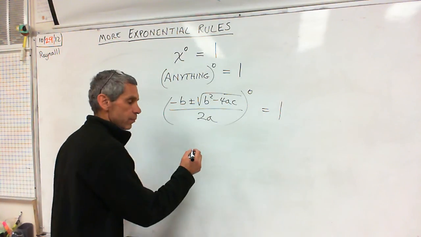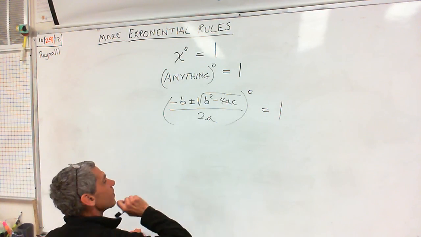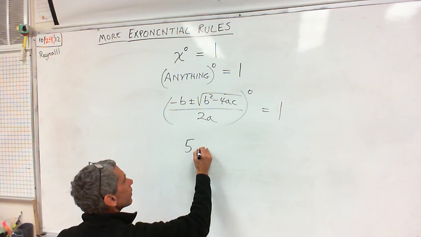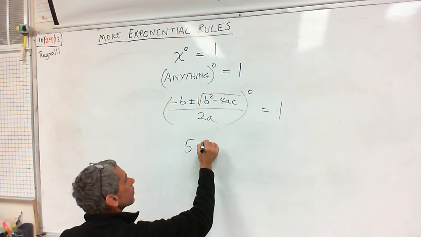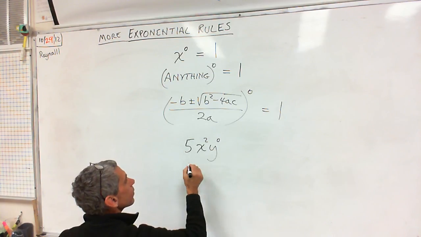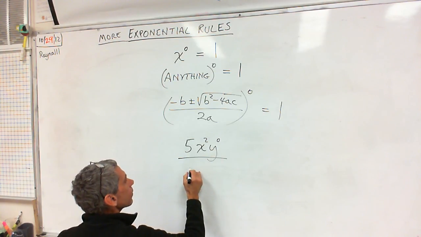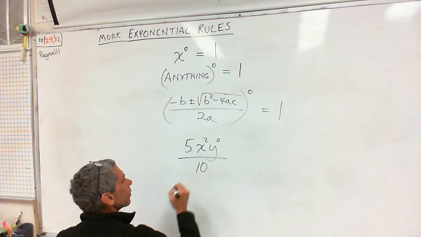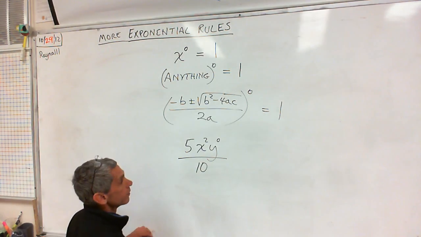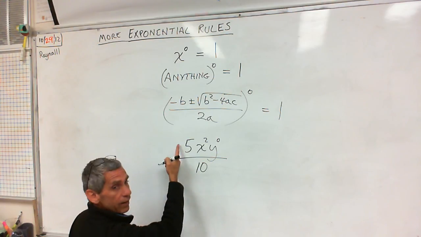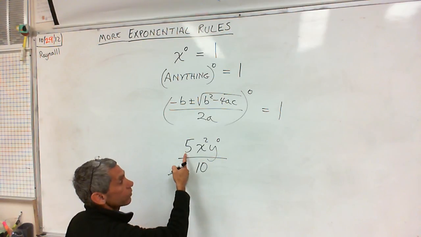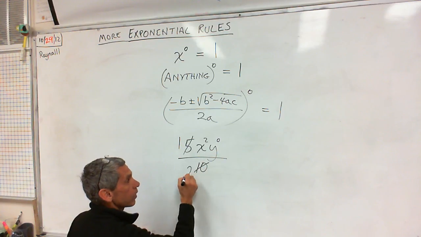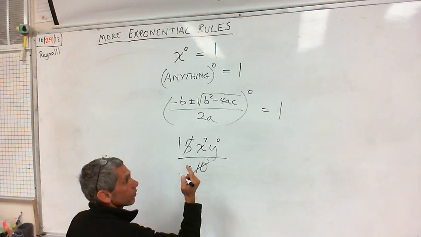Okay, one last example. It equals like 1. So first thing I'm going to do is I notice 5 and 10. 5 goes into 5 once. 5 goes into 10 twice. There we go.